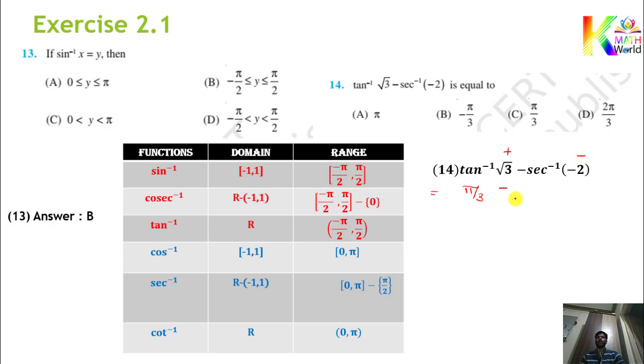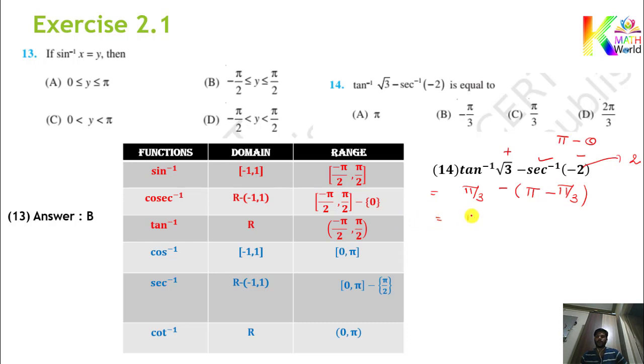Negative value and second group function. So what is your structure for second group function for negative value? Pi minus theta. So outside is minus, that's why I am going to write in bracket. So pi minus. Okay, forget this minus sign. Now corresponding to 2. What is the value of 2 in terms of sec? So obviously sec 60. Sec 60, that is 2. That's why you got here pi by 3.